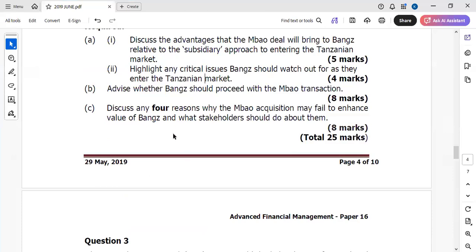Then part B: reasons why the acquisition may fail. Reasons why this entity may fail to enhance the value of Vaganzi and what stakeholders should do about them. Now, reasons: four reasons, eight marks.